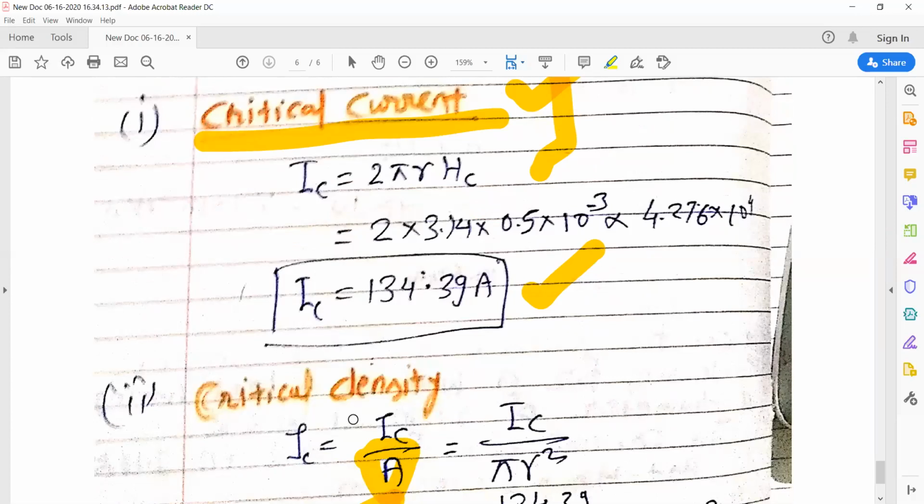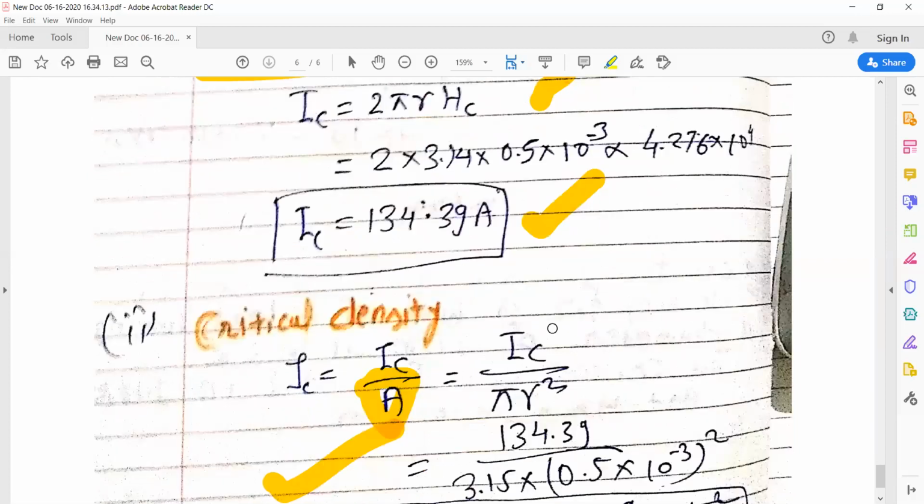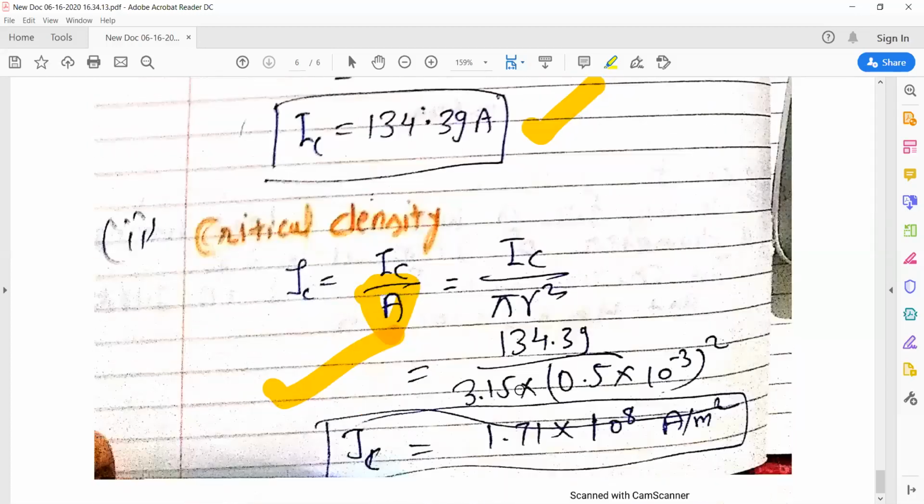Now current density is given by IC by A, and A is the area of this wire. The wire has area pi r square, so it is IC upon pi r square. We will put the values here and we will find this answer.